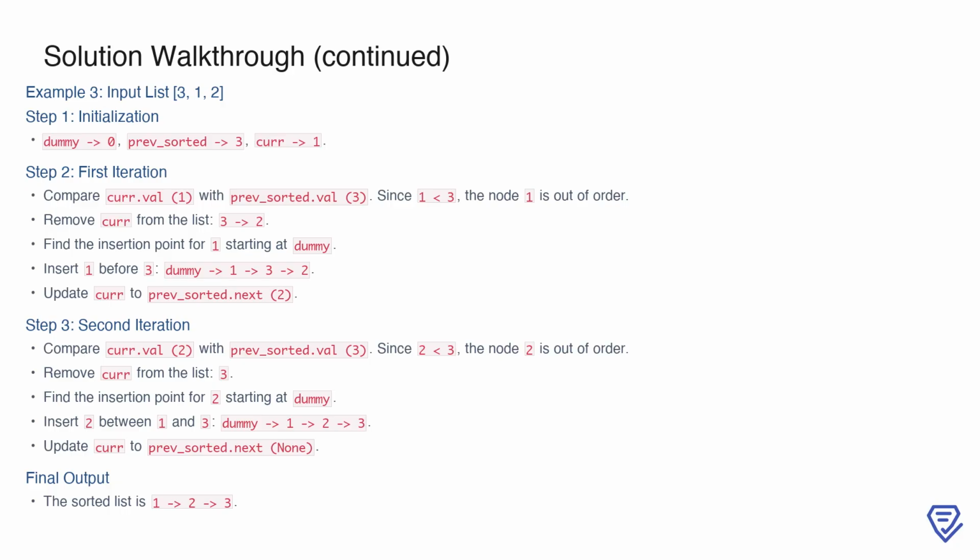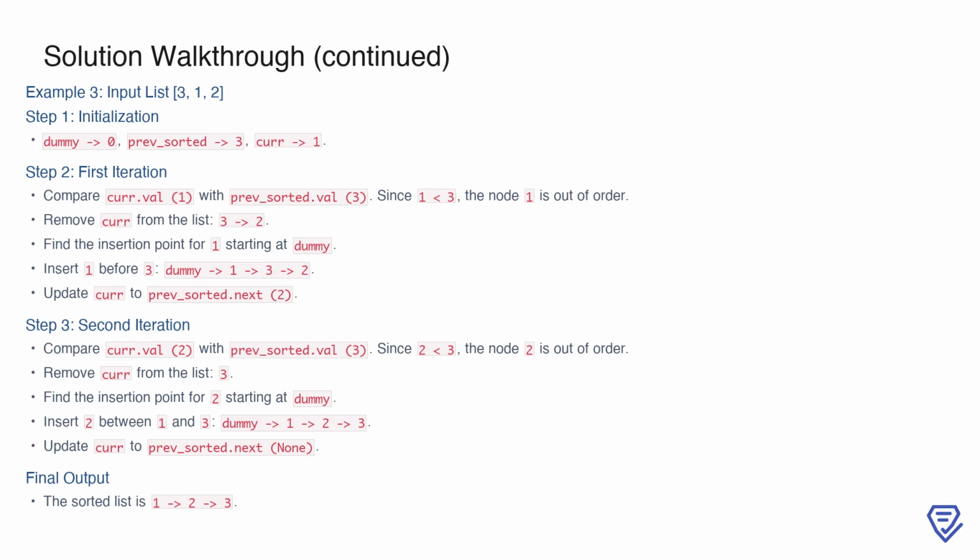Next, we update cur to point to preb_sorted.next, which is the node with value 2. In the second iteration, cur.val is 2 and preb_sorted.val is 3. Since 2 is less than 3, the node with value 2 is also out of order. We remove it from the list by updating preb_sorted.next to point to cur.next, leaving us with just the node 3.